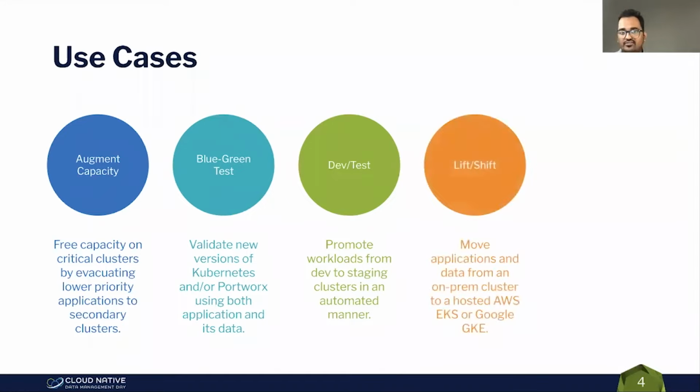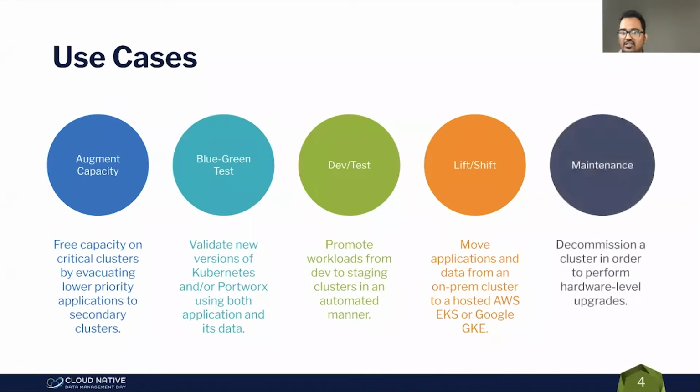Next, you have lift and shift. This is where those hybrid cloud or multi-cloud models come into the picture. Like, you started with an application running on EKS. Now you thought, okay, you want to use a specific service from Google Cloud. You want to move your application from EKS to GKE, or you started with a small cluster on-prem, but now you want to move it to the public cloud, or vice versa. You can use application migration to move your applications from on-prem to public cloud, or from one public cloud to another public cloud. And then the last one is just maintenance operations.